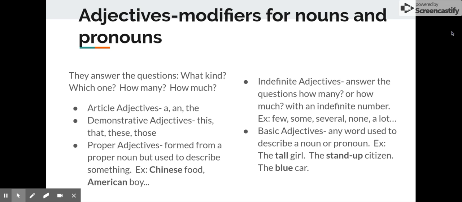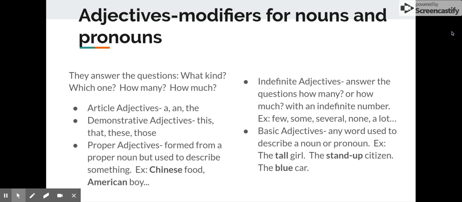Same goes for demonstrative adjectives. Not demonstrative, demonstrative. Keep the word monster in there. Demonstrative adjectives, there are 4 of those: this, that, these, and those. Those 4 words loosely answer the question, which one or how many. There will be no more demonstratives added to the list of 4, nor will there be any taken away from that list either. They're always going to stay those 4 words.